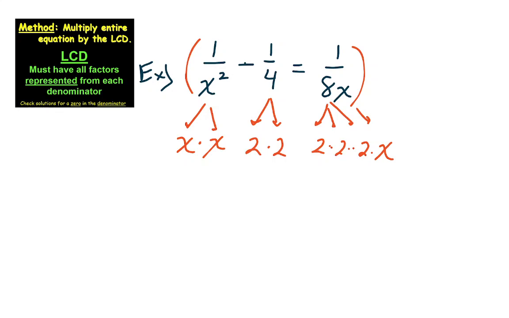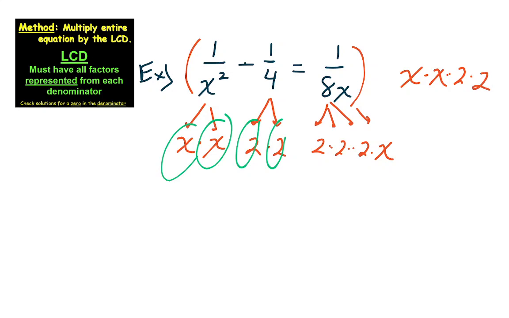So what's the LCD going to be? Well, it's going to have an x. It's going to have another x. Now, you say, wait a minute, why do I need both those x's? Well, both those x's are needed to represent x squared. So I need both. That means I need both of these 2's.